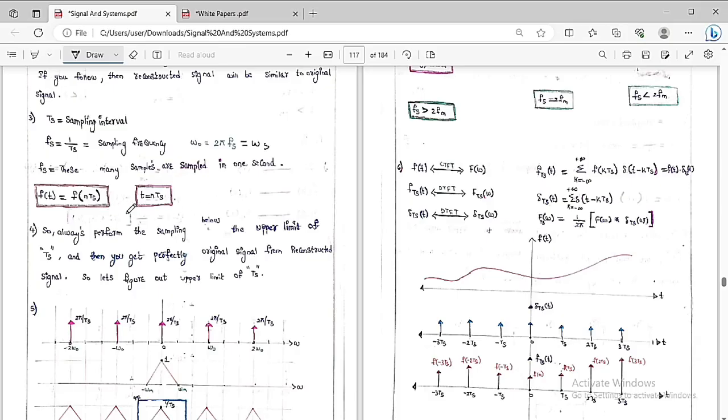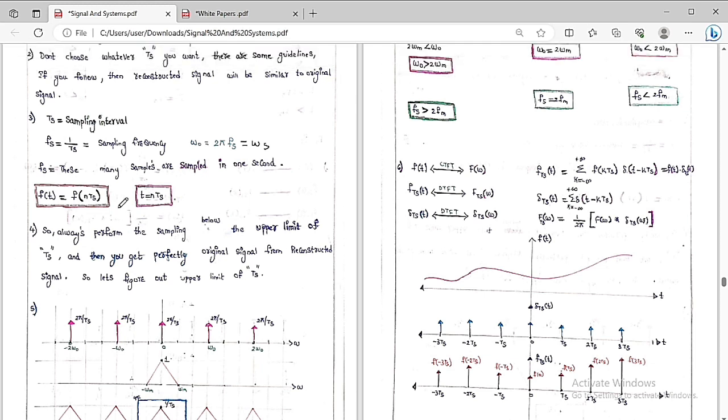As I told you, f of t is a continuous time signal. With the help of delta of t as an impulse train, we are going to sample f of t, meaning f of t gets multiplied by the impulse train. Finally, we get the discrete time signal, f of nTs. The t is nothing but nTs, where n is an integer.